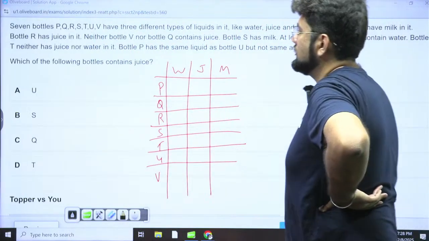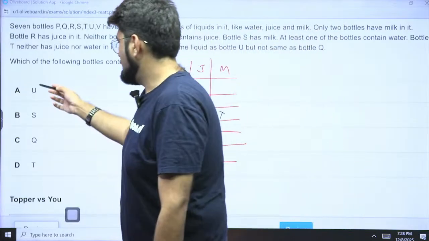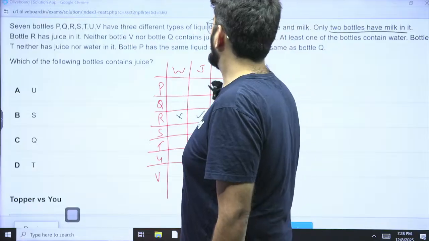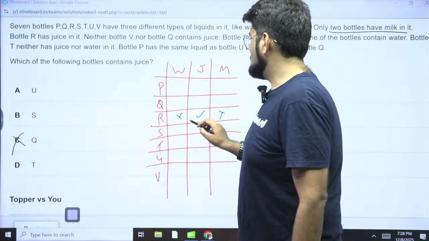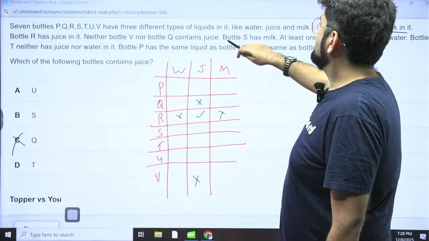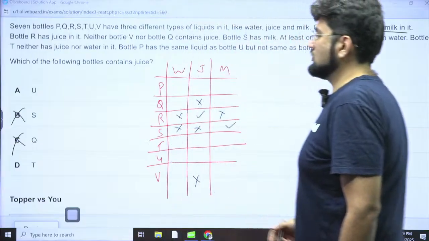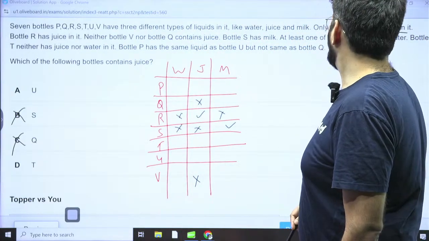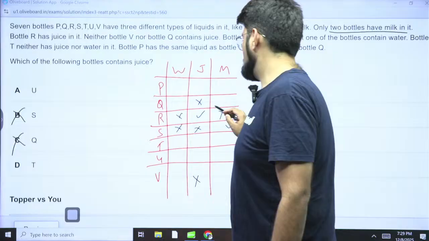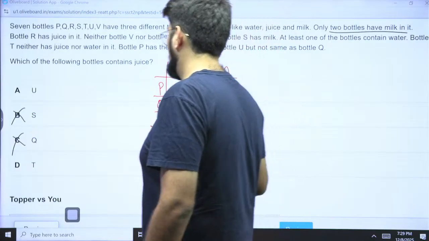So bottle R has juice in it. Which of the following bottles contains juice? Okay, R definitely has juice in it. So no water, no milk. But that's not there. So none of our concern. And only 2 bottles have milk in it. Okay, perfect. Neither V nor Q contains juice. So Q does not contain juice. So we need another bottle of juice here. How many juices do we have? Bottle S has milk. Okay, S has milk. So S is gone. And there are 2 milks here. So 1 more milk is possible. And at least one of the bottles contains water. Okay, perfectly fine. Bottle T has neither juice nor water in it. That means it has milk. Now milk means only 2 bottles. So no other bottle has milk in it. And also it is clear that U has juice.